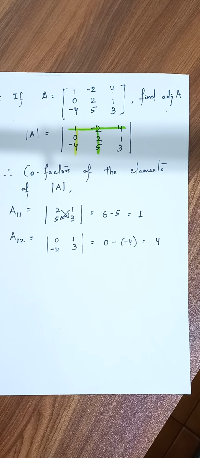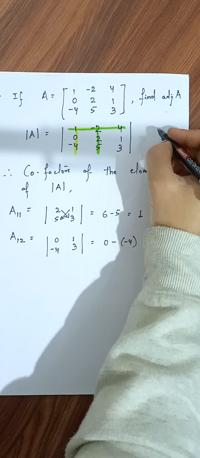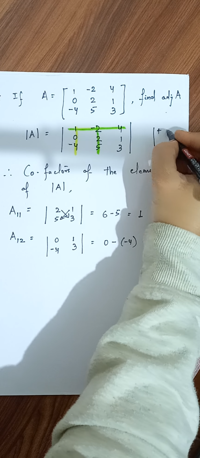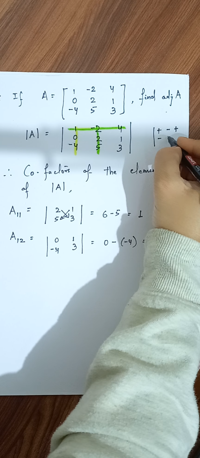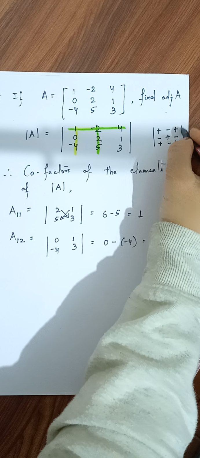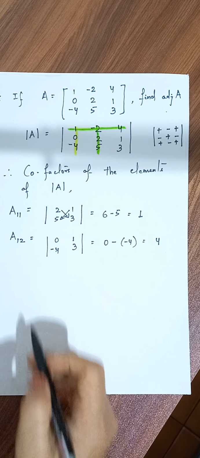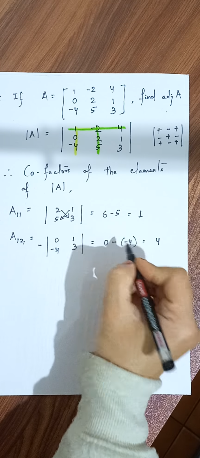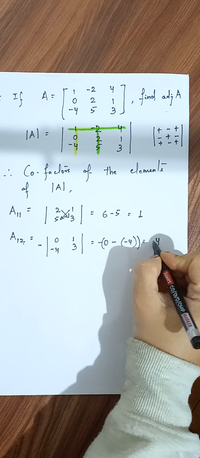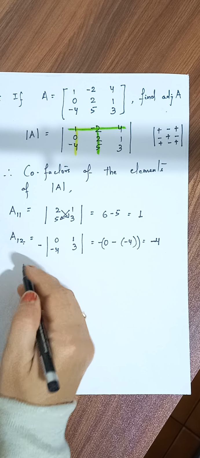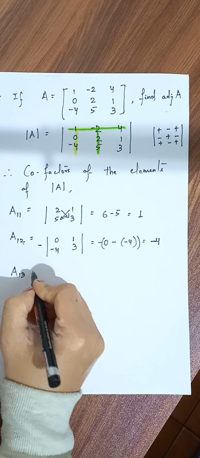But one thing is there, that there is a sign convention again. You have already studied it, if you have seen it. This is the sign convention which you must remember in your mind. So we are talking about the 1, 2 element, that means this will be a negative sign. Okay, so here -4 will be there in the answer. Okay, now again if we are coming ahead, that is A13.